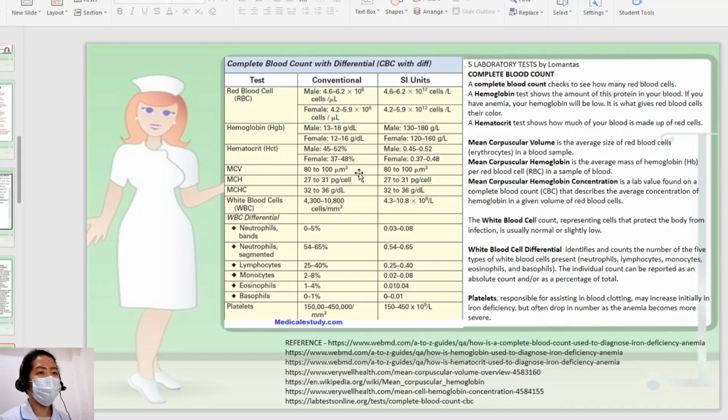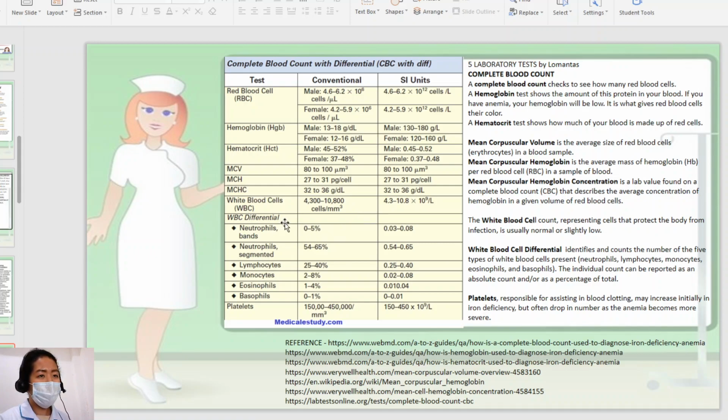Mean corpuscular volume, the average size of red blood cells in a blood sample. Mean corpuscular hemoglobin, the average mass of hemoglobin per red blood cell in a blood sample. Mean corpuscular hemoglobin concentration is a laboratory value found on a complete blood count that describes the average concentration of hemoglobin in a given volume of red blood cells. White blood cells, representing cells that protect the body from infection. It is usually normal or slightly low.